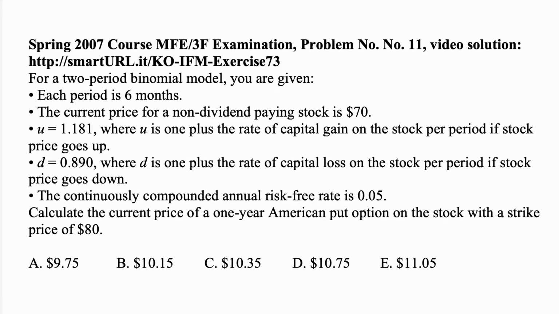And here's a problem for today for exam IFM, Investments and Financial Markets. For a two-period binomial model, you are given that each period is 6 months. The current price for a non-dividend paying stock is $70. U is equal to 1.181, where U is 1 plus the rate of capital gain on the stock per period if stock price goes up. D is equal to 0.890, where D is 1 plus the rate of capital loss on the stock per period if stock price goes down. The continuously compounded annual risk-free rate is 0.05. Calculate the current price of a 1 year American put option on the stock with a strike price of 80.